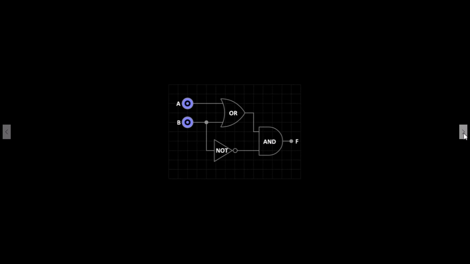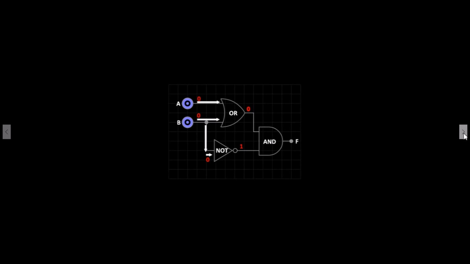The A input sends a 0 signal to the OR gate. The B input also sends a 0 signal. With both inputs being 0 to the OR gate, it will produce a 0 at its output. Notice that the B input also branches off and connects to the NOT gate. When a 0 signal is input to a NOT gate, it will invert the signal and produce a 1.